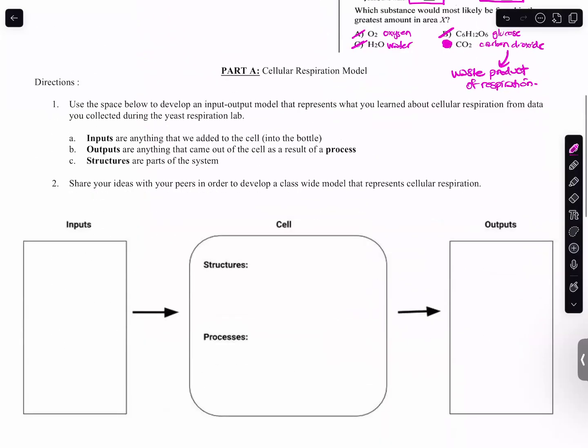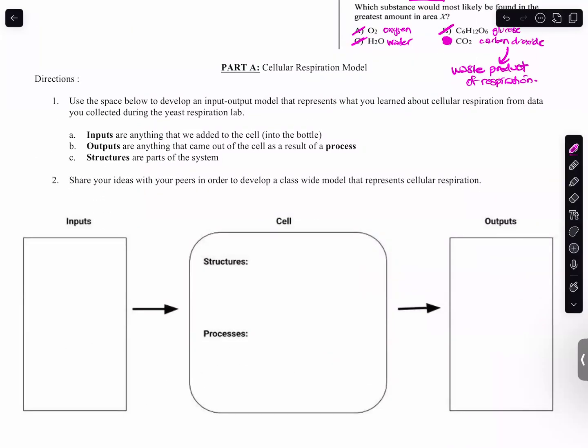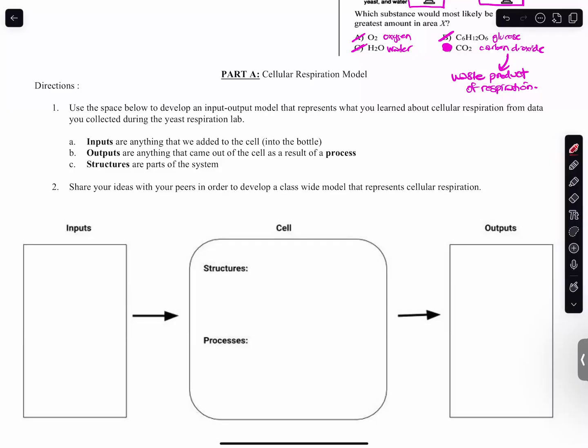All right, part A, cellular respiration model. It says to use the space below to develop an input-output model that represents what you learned about cellular respiration from data you collected during the yeast respiration lab. Our inputs are anything that we added to the cell or into the bottle during that investigation. So let's break that down. 1A, our inputs. One thing that we know we added in was the actual yeast itself, which is serving as the model organism.